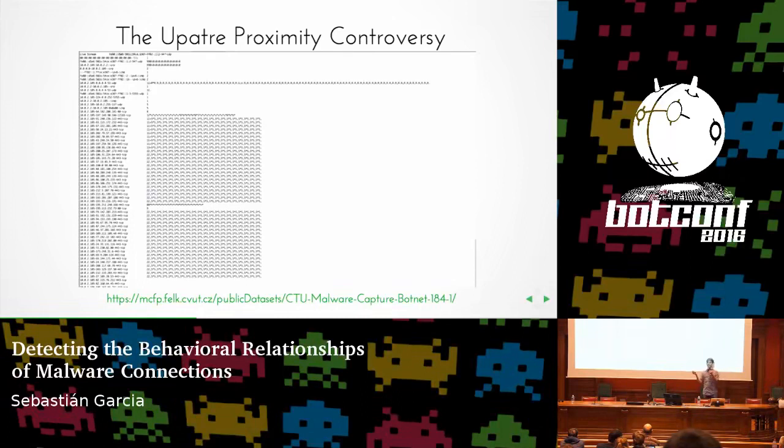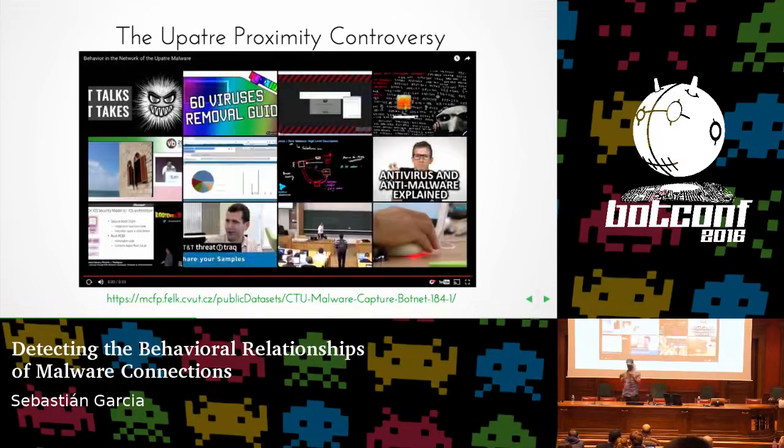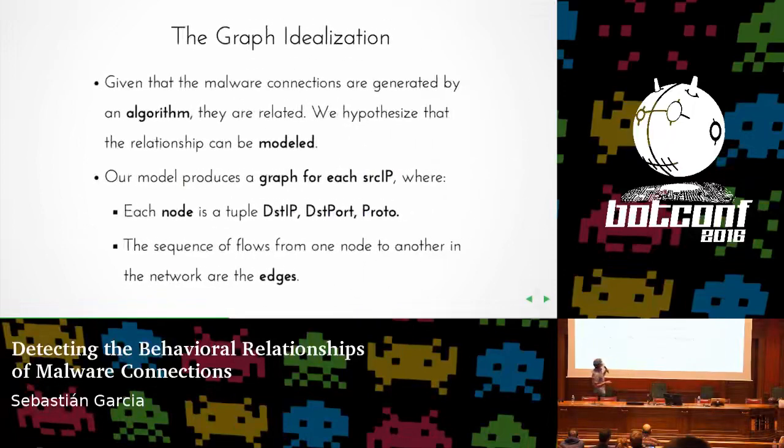So we say, hey, instead of looking at one connection, why don't we go up and try to find the relationships between these connections in the network? So this leads us to graph analysis. We say, okay, what about this, right? We know that the malware is generating these connections because it's software. There is an algorithm here, right? So we hypothesize that the relationships between these connections can be modeled properly. This is our first idea.